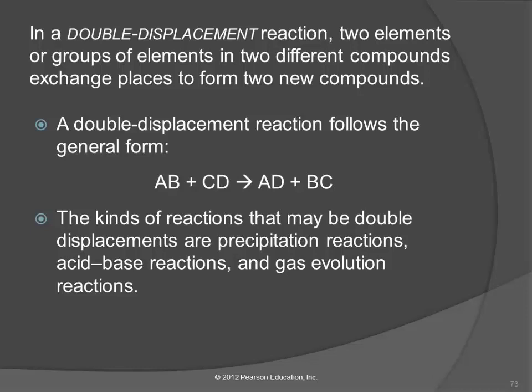The last type we'll talk about is a double displacement reaction. The precipitation reactions, the acid-base reactions, and the gas evolution reactions all end up being a double replacement reaction. The general pattern here is AB plus CD goes to AD plus BC.